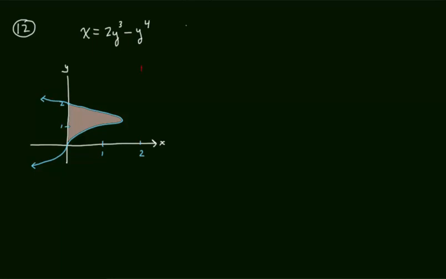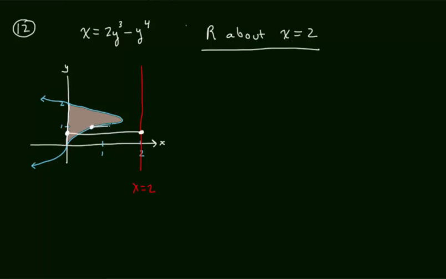region and revolve it about the vertical line x equals 2. This one's a little tricky because the outer radius, which is this distance here, I have my axis of revolution and I have my outer curve, but the outer curve is a constant, or it's the y-axis. So this outer radius is just going to be a distance of 2. And then my inner radius is going to go axis of revolution to the 4th degree curve.